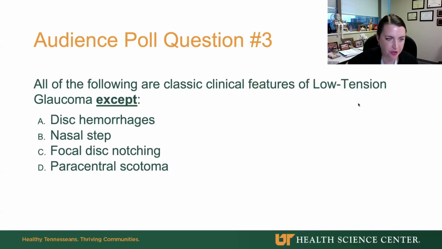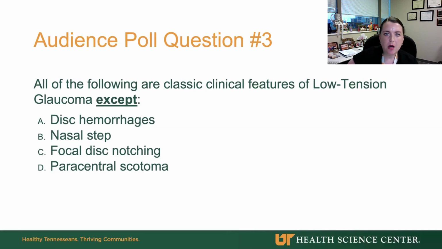76% of you answered correctly. The answer is nasal step. So nasal step, the reason why that's not the answer is that it is classically the early visual field finding on primary open angle glaucoma, which then can progress to an arcuate scotoma as the disease progresses. The other features, disc hemorrhages, focal disc notching, and early paracentral scotoma are more classic for low tension glaucoma.